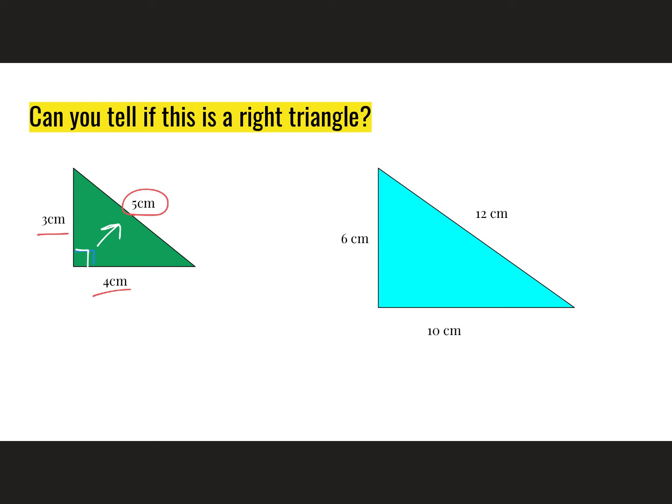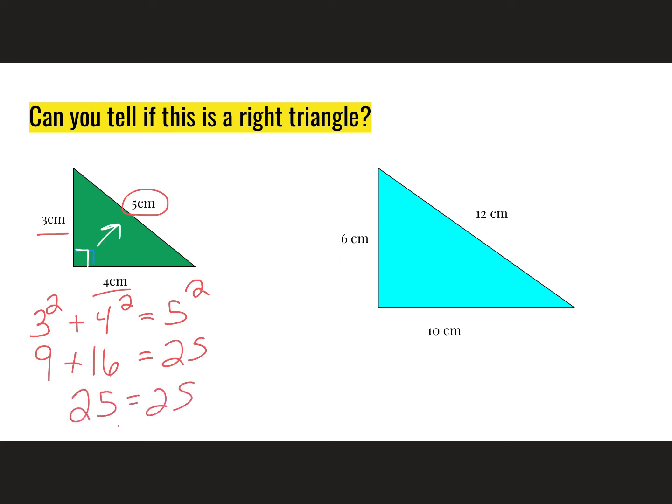A and B, it doesn't really matter which is which. So in this case, I have 3 and 4. So I have 3 squared plus 4 squared equals 5 squared. If this is true, it's a right triangle. So 3 squared is 9. 4 squared is 16. 5 squared is 25. 9 and 16 is 25. So this is a right triangle.